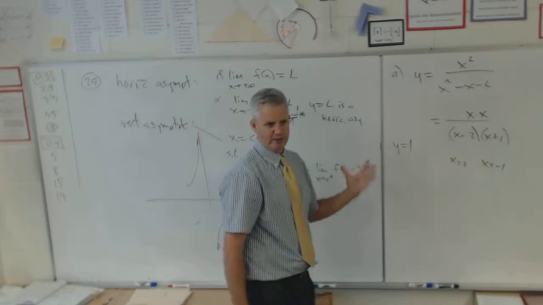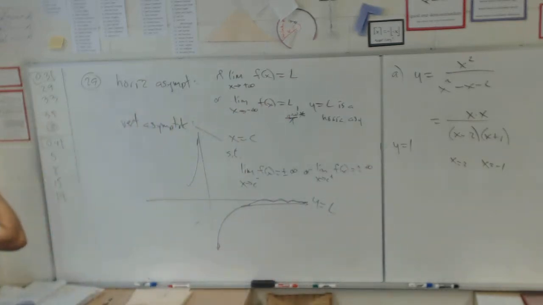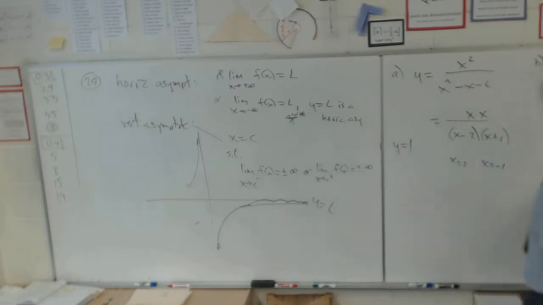Is that reviewing? And so which graph is it that has a horizontal asymptote at y is 1 and vertical asymptotes at x is 2 and x is negative 1? Roman numeral 2. Okay? Who's up next? Calvin, what's part B? Y equals x minus 1 over x squared minus x minus 6.